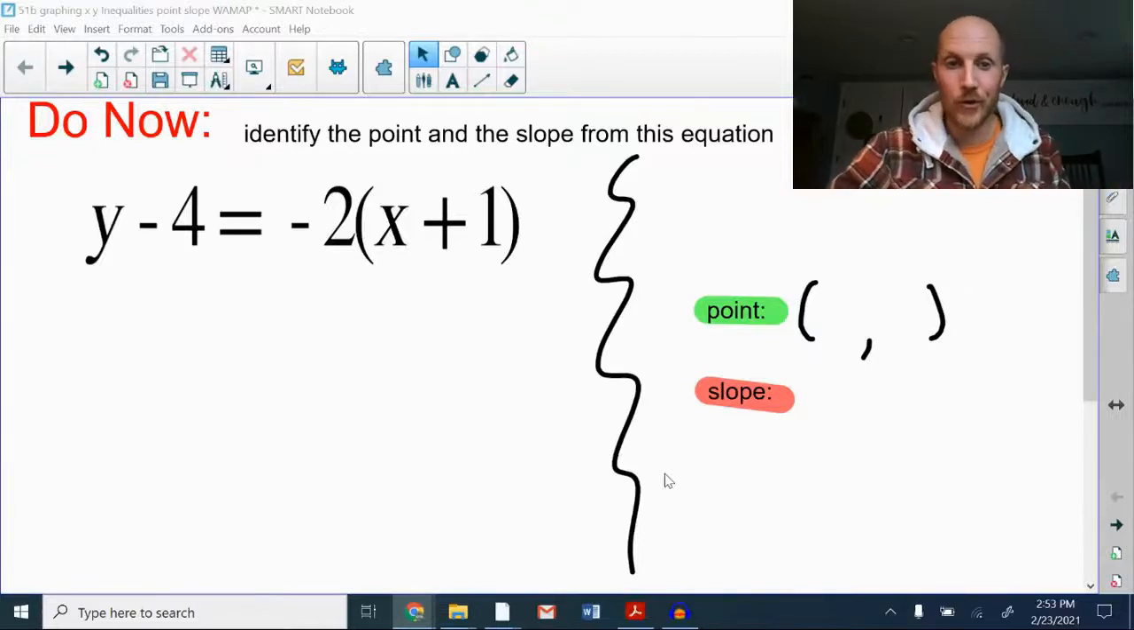Hey, algebra. So here's the do now for today. Identify the point, which is indicated as part of that equation, and also the slope, which is indicated from that equation. You might remember or recognize this is point slope form of a line. And so go ahead and hit pause while you see if you can figure out the coordinates of that point and the slope, and resume again once you got your answers.